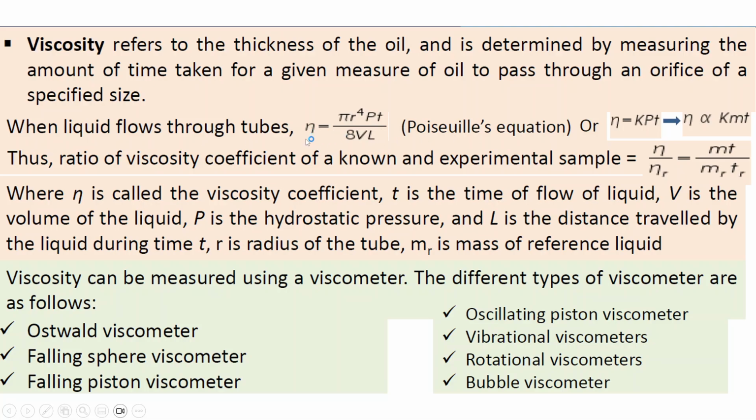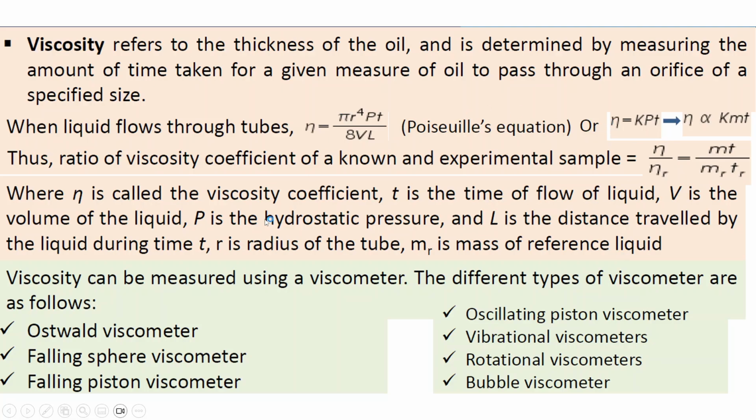which is eta equals to pi r to the power 4 Pt by 8Vl, where eta is the viscosity coefficient, t is the time of the flow of liquid, and V is the volume of the liquid, P is the hydrostatic pressure, L is the distance traveled by the liquid during the time t, and r is the radius of the tube, and m is the mass of the reference liquid.